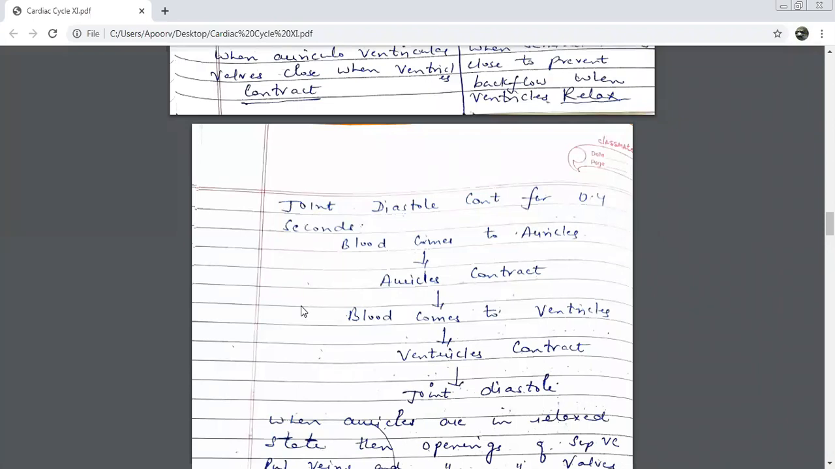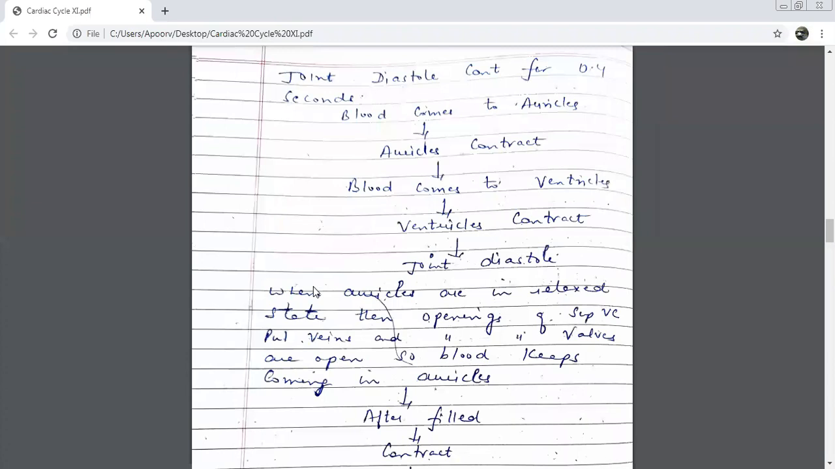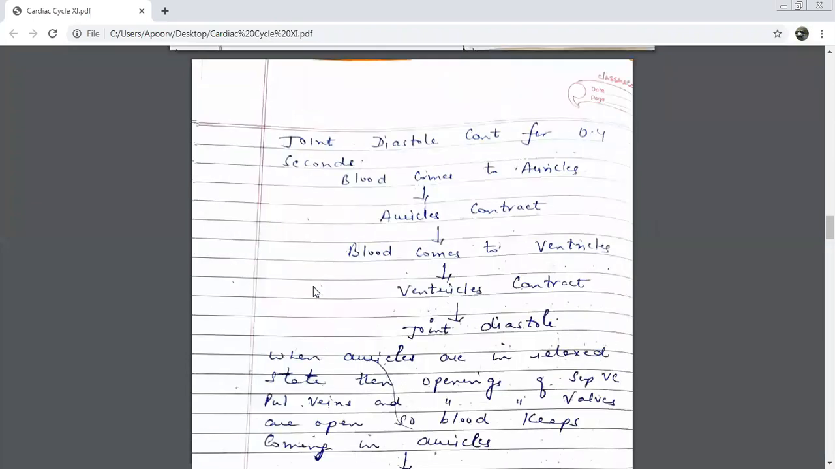will increase, the pressure will decrease. So there is a chance that the blood comes back to the ventricles. So because of that, the semilunar valves are going to close. And when they close, they will make your second sound, which is known as what? Dub. Yes, beta.